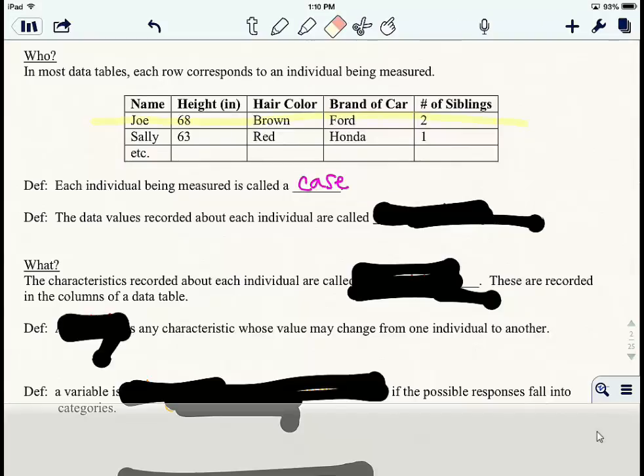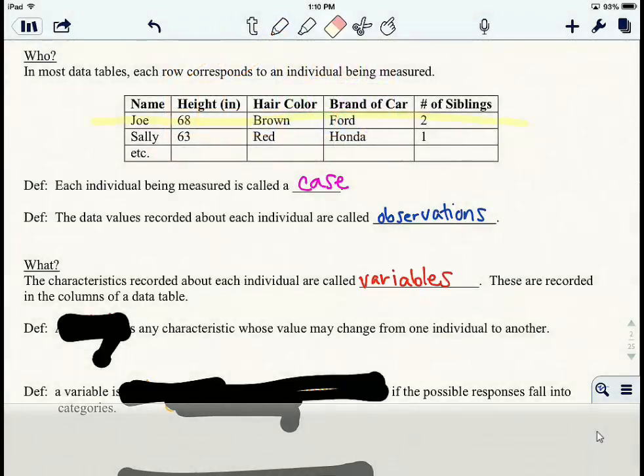Doesn't always have to be a person, by the way. And the data values recorded about each individual are called observations. So what do we observe about these cases? Now the question is, what are we observing? Well, we are observing variables, things that vary about these people. And here's the formal definition. A variable is any characteristic whose value may change from one individual to another, such as height, hair color, brand of car, or number of siblings.